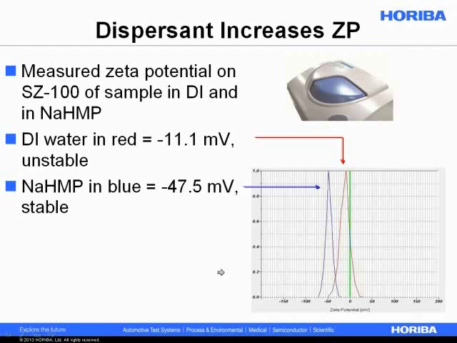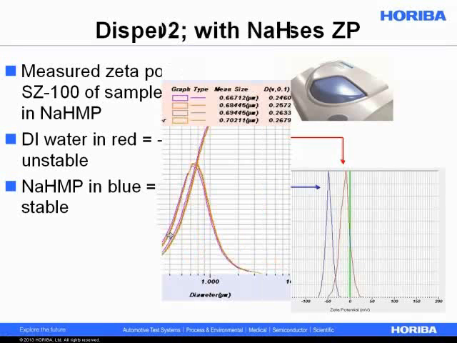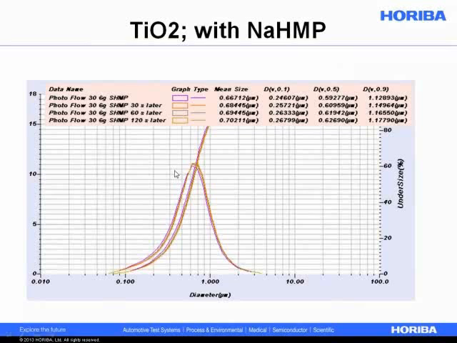Then I dispersed the sample in sodium hexametaphosphate, and here I see the zeta potential increase to minus 47 millivolts. That's above that general rule of thumb. It's over 30 millivolts of zeta potential. That implies this should be a more stable dispersion. And sure enough, when I did the measurement after it was dispersed in sodium hexametaphosphate, after the same time delay on the measurements, I see nice stable results.